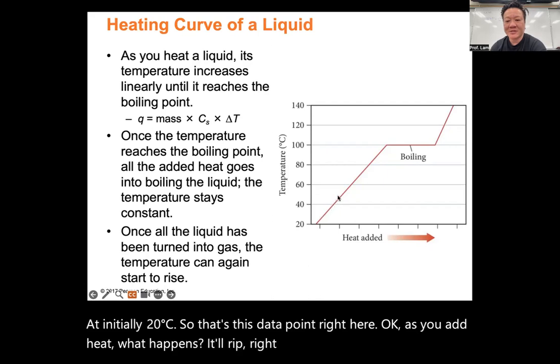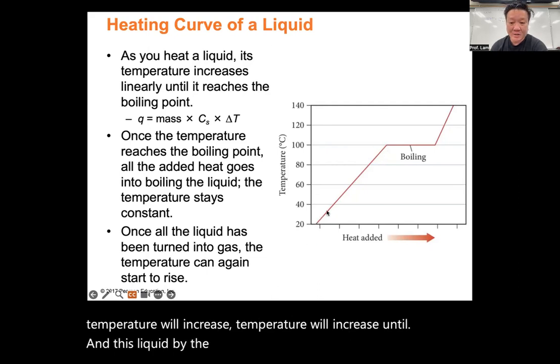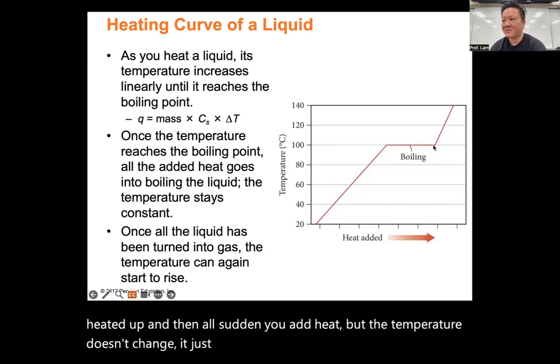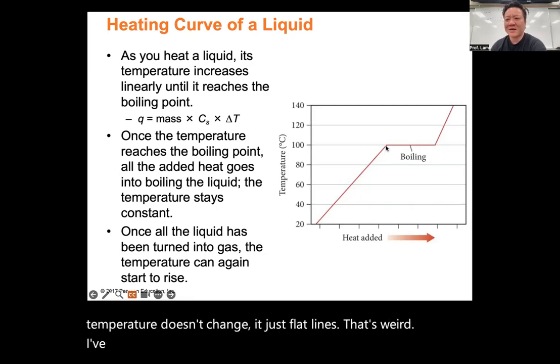So temperature will increase until, and this liquid, by the way, is water. Okay. So water at 20 degrees Celsius gets heated up, and then all of a sudden you add heat, but the temperature doesn't change. It just flatlines. Okay, that's weird. Well, I'm adding heat. Why is my water not heating up?